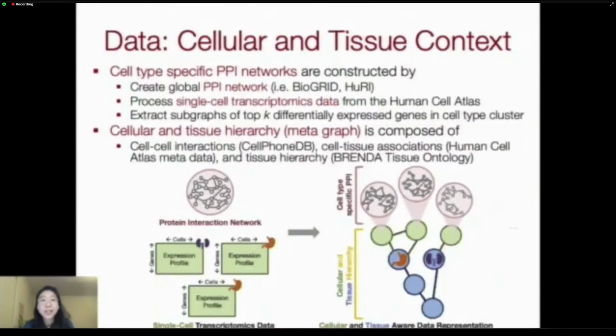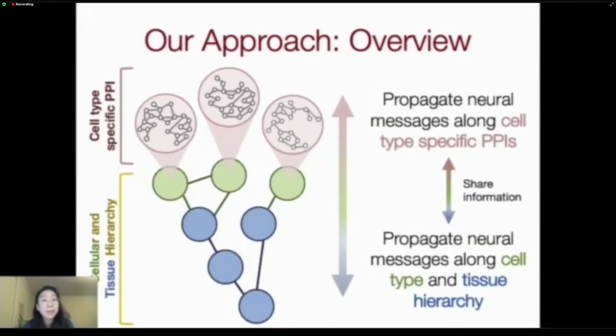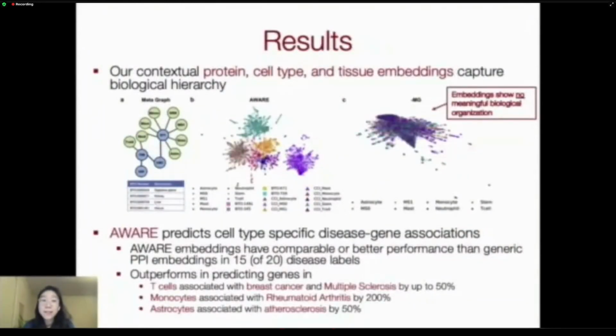First, we construct our cell type-specific PPI networks and cellular and tissue hierarchy, and apply our model that is designed to learn the topology of proteins, cell types, and tissues to capture the behavior of proteins across cell types and tissues. As a result, our method is able to learn a unified multi-scale embedding space for proteins, cell types, and tissues that capture multi-scale biological organization.